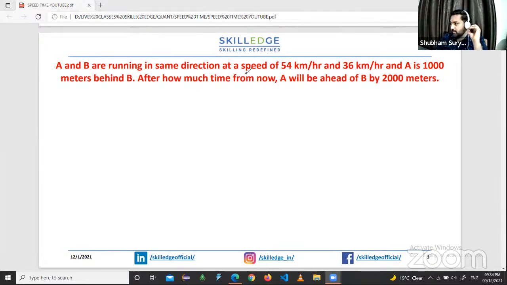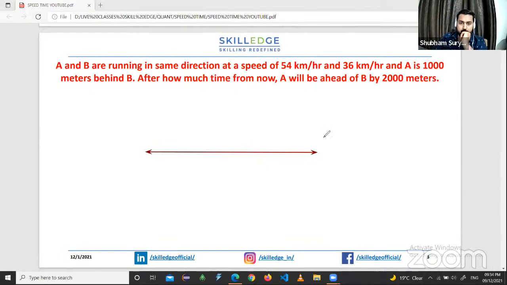Okay, I'll give you some more time to solve the question. And in the meanwhile, I'll give you some hints over here, guys. So A and B are running in the same direction at the speed of 54 kilometers per hour and 36 kilometers per hour. A is 1000 meters behind the person B, guys.